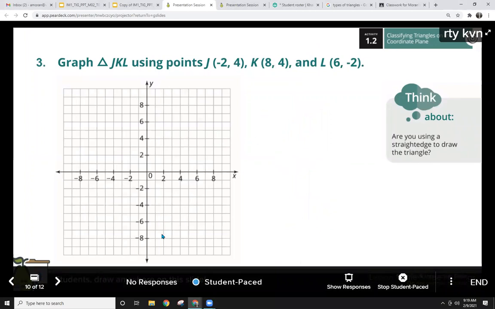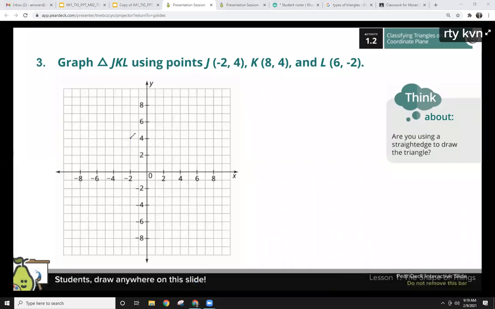Okay, so let's go ahead and graph these points. Okay, so let's draw them. So we got -2 and 4, -2 and up 4. If you still have trouble with plotting points, just do it on decimals. 8 and 4, 8 and 4, and 6 and -2. So 6 and -2. Okay, and then I'm going to connect this.